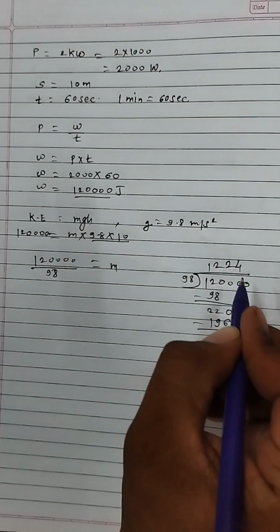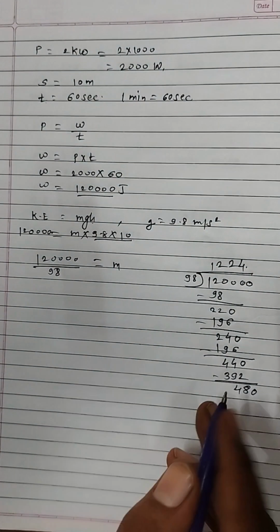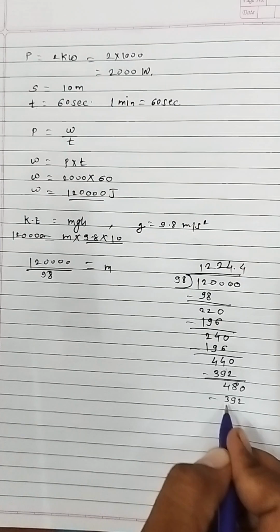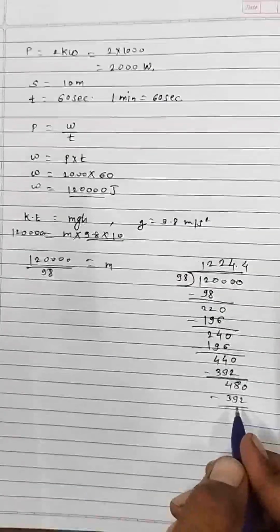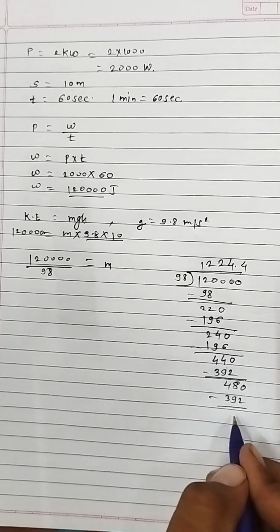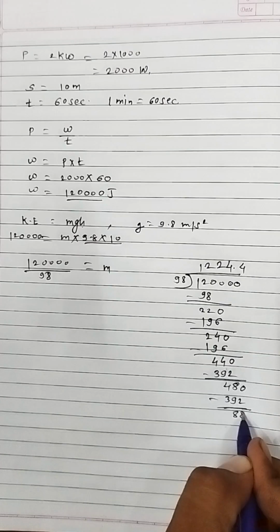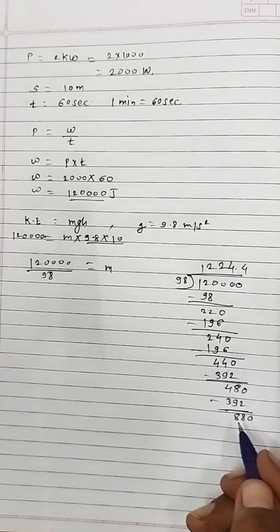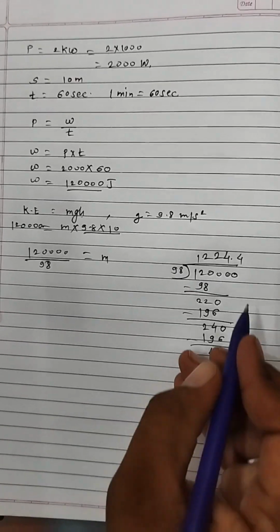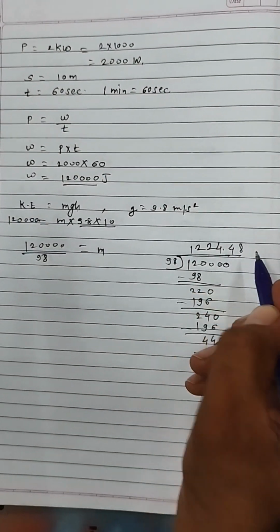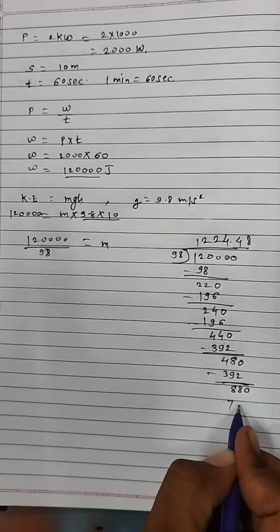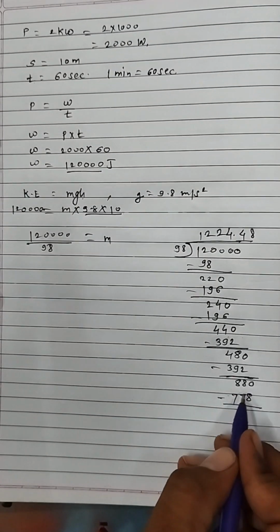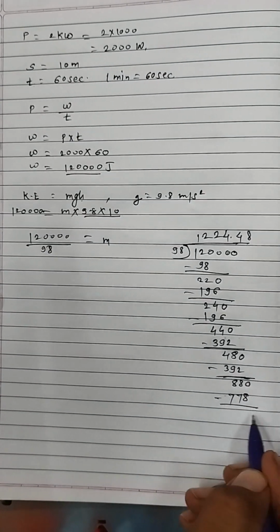Here we have to consider the decimal point. Then 98 fours are again 392. Okay, so now 392, then what will we get here? 88. After the decimal point we can take the 0, 880. So what will we get now? Now 98 eights are 784. Then we will subtract this, and then we will get the further number.